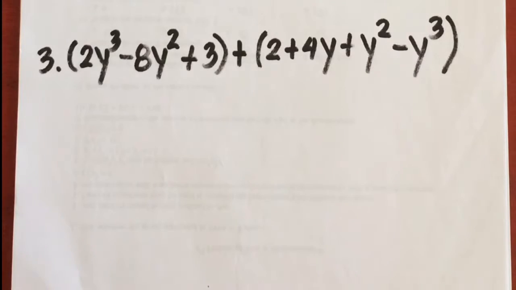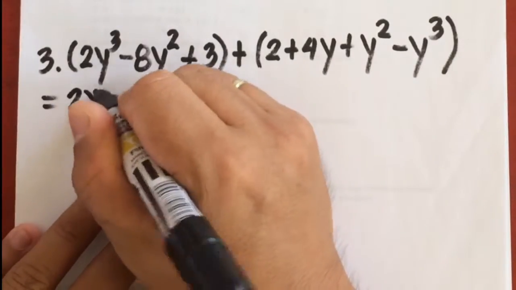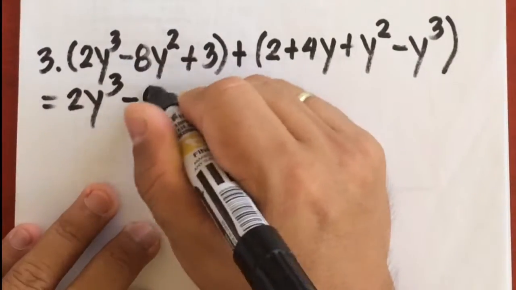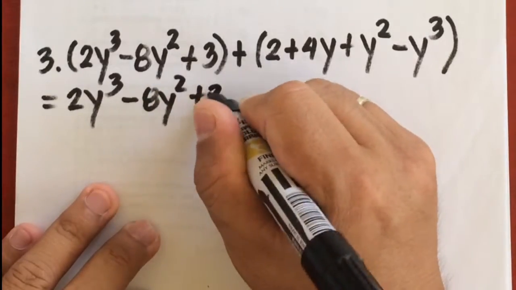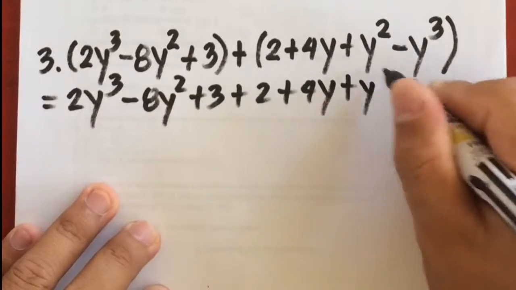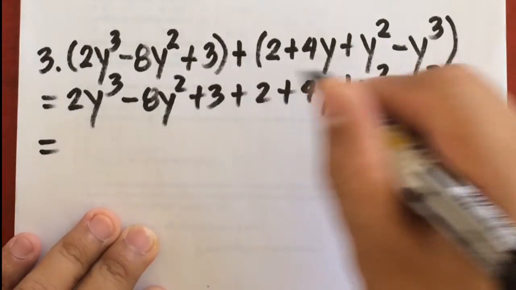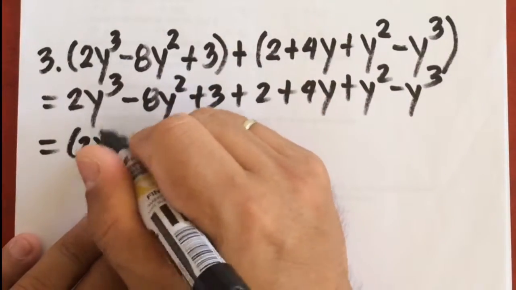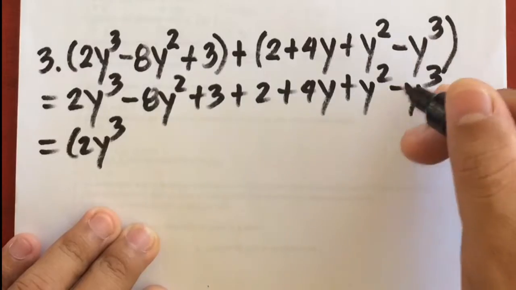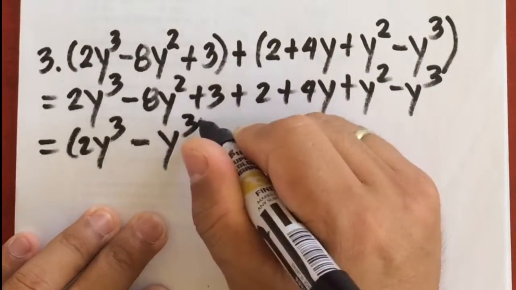Okay, last one. 2y cubed minus 8y squared plus 3 plus 2 plus 4y plus y squared minus y cubed. So this is just equal to 2y cubed minus 8y squared plus 3 then plus 2 plus 4y plus y squared minus y cubed. Combining like terms, we're going to have here 2y cubed and negative y cubed, so we're going to have minus y cubed.